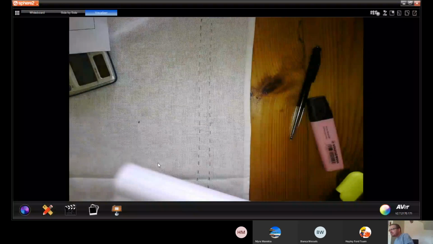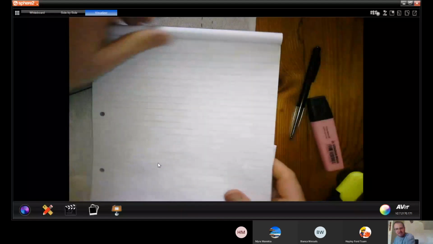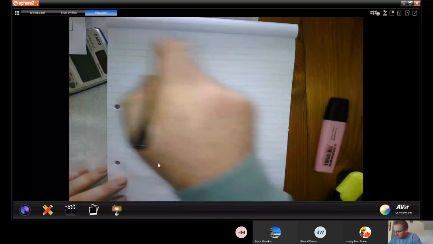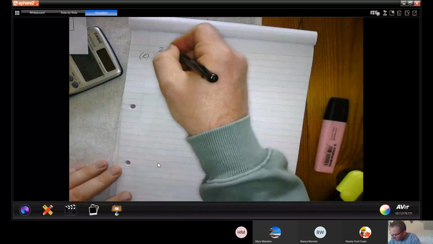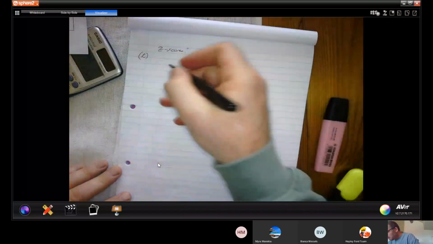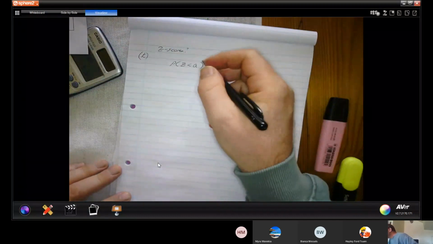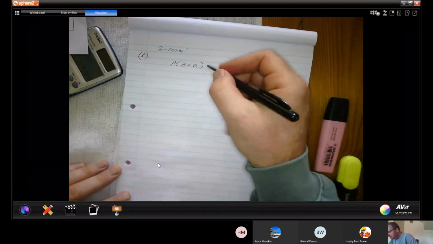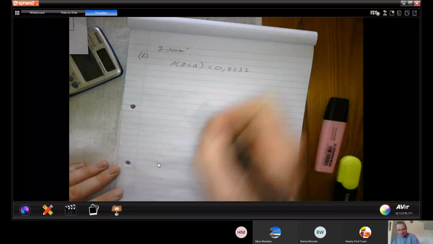A, E, G, what comes next? I said we're going to do K. So question K. Once again, we're still finding Z scores. In this case, question K says, find the probability that Z is less than A is equal to 0.8532. Am I right? 0.8532.